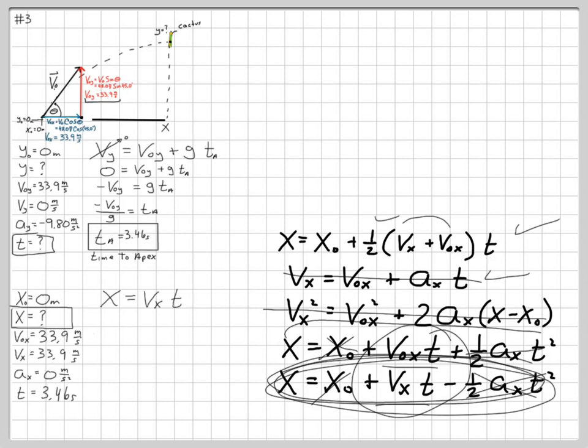So here we go. The final position equals 33.9 meters per second times 3.46 seconds, and as a result, we come up with 117 meters. 117 meters to three significant figures. That's one of my nice answers. I'm going to call that range to apex.